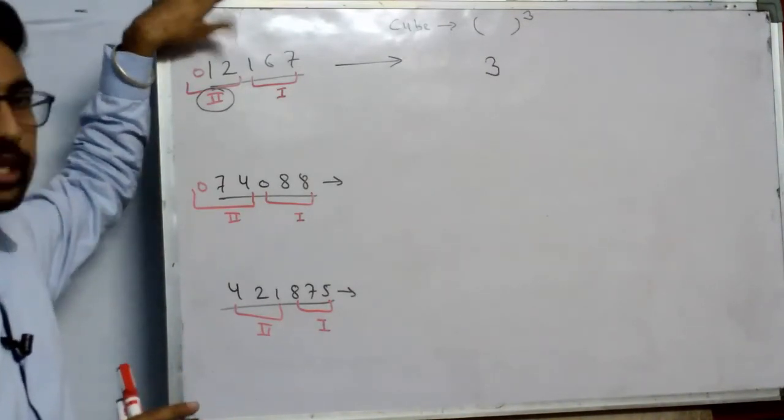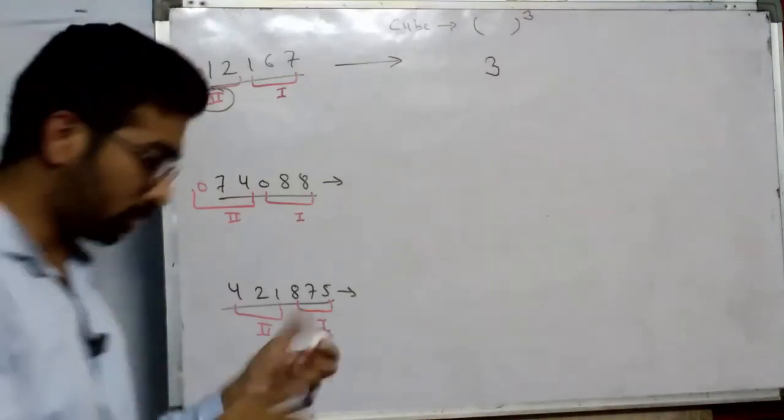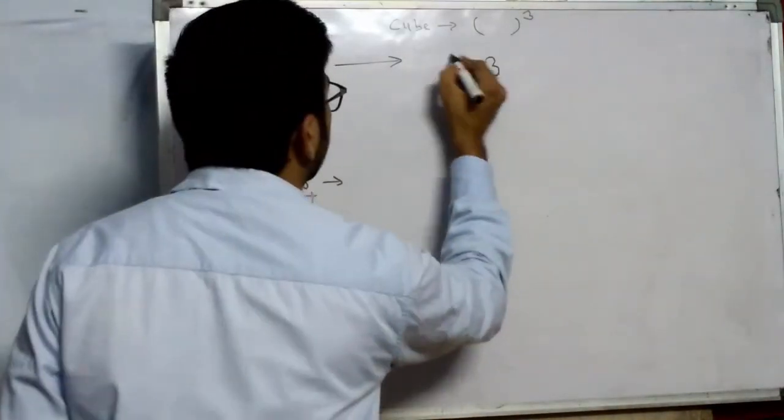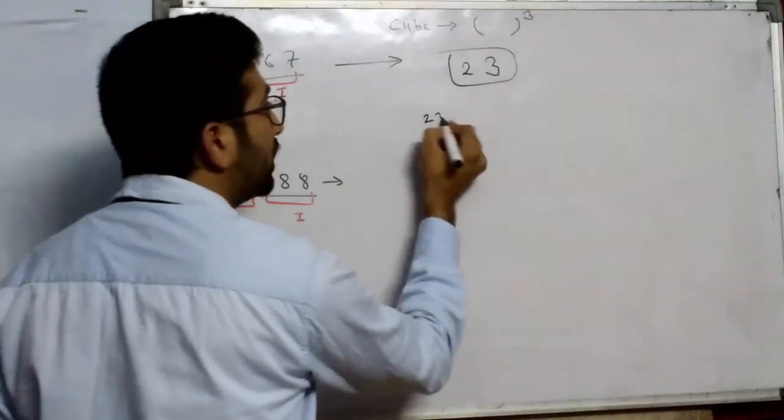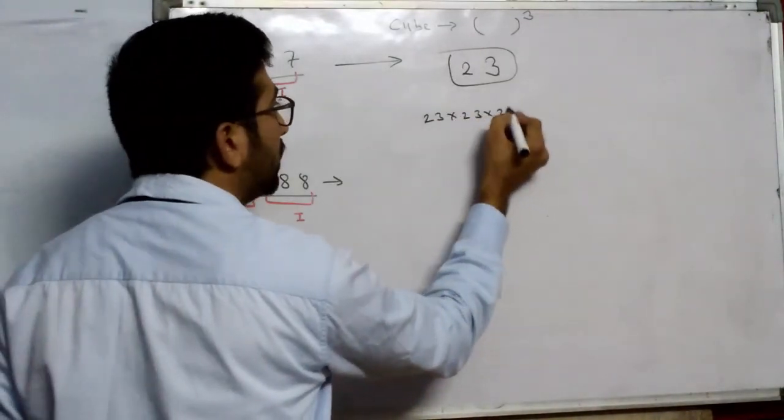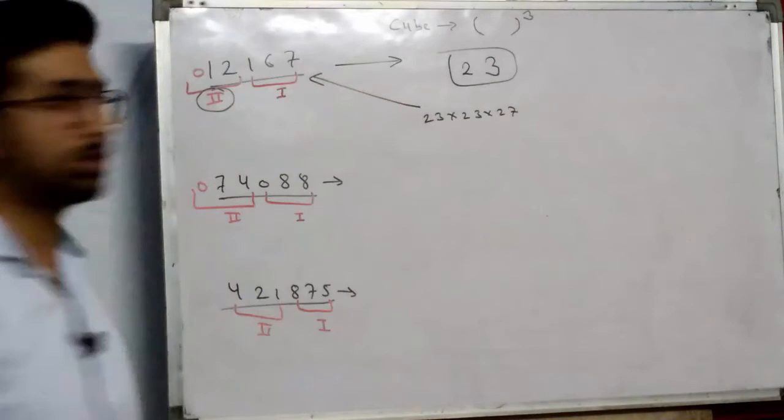But the cube of 2 is 8. That is less than the number. So we will write that number. 23. Now the meaning of this concept is that if you multiply 23 into 23 into 23, you will get the same answer.